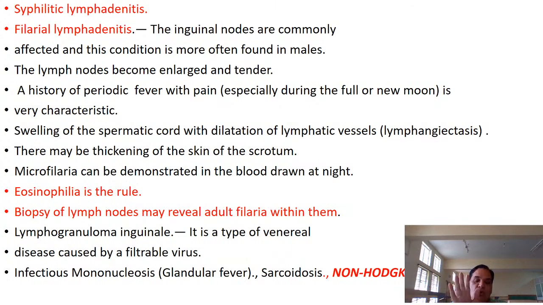Eosinophilia plays a role in filariasis, and sometimes biopsy of a lymph node can show adult living filaria within them. Other rare causes are lymphogranuloma inguinale, infectious mononucleosis, called glandular fever, which you are taught in medicine, and non-Hodgkin's lymphomas. This is a differential diagnosis.